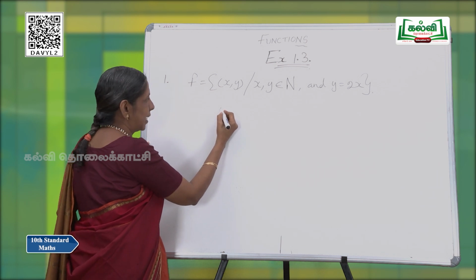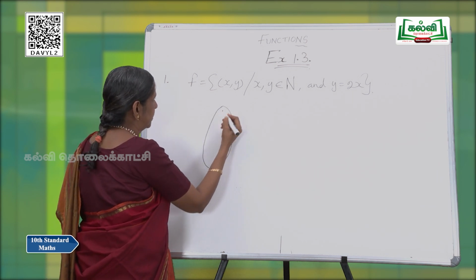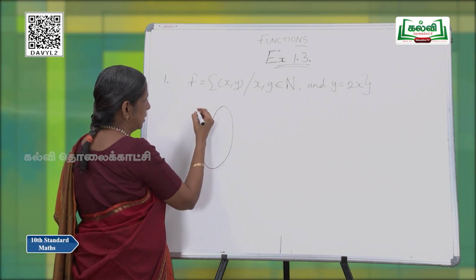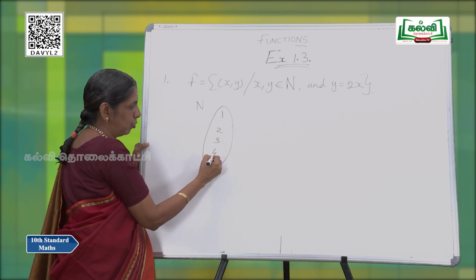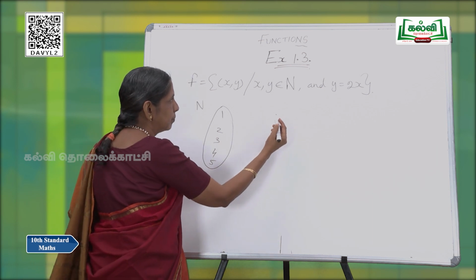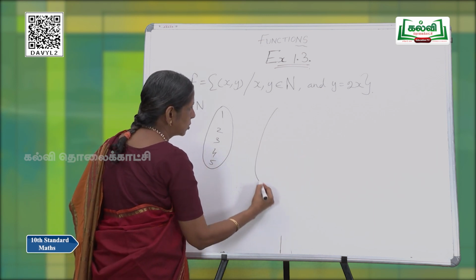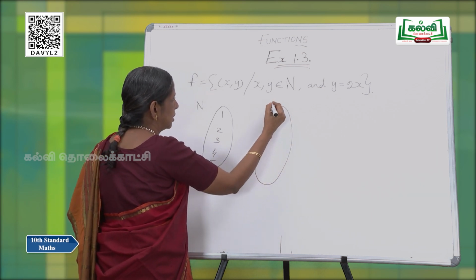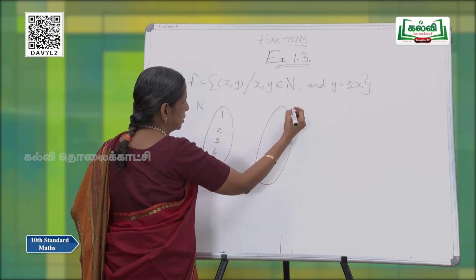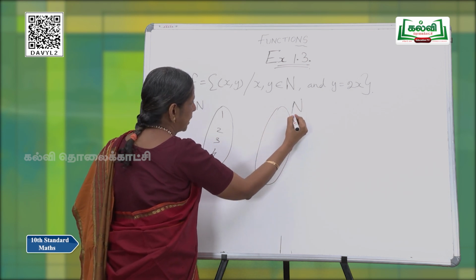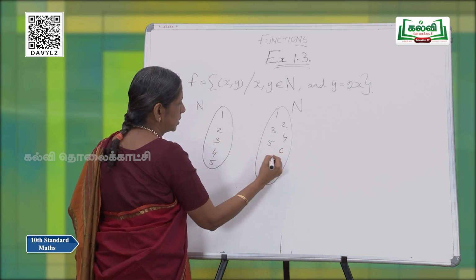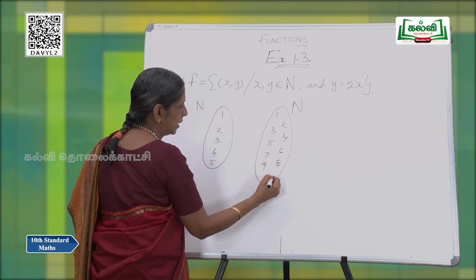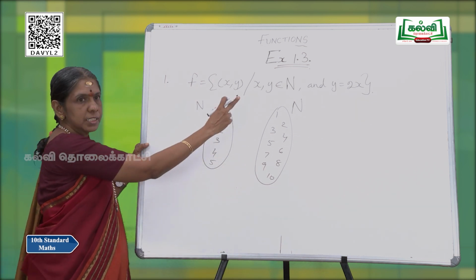So, let me draw the diagram. This is the set of natural numbers, 1, 2, 3, 4, 5, etc. It goes on, and this is also the set of natural numbers. Okay, n is mapped to n: 1, 2, 3, 4, 5, 6, 7, 8, 9, 10, etc. Now, what is the relation?